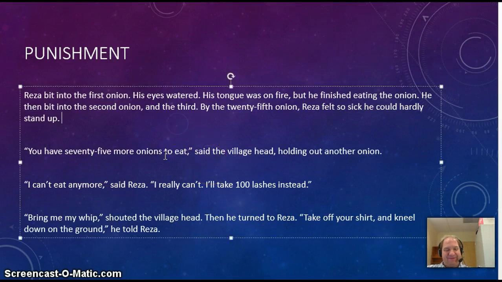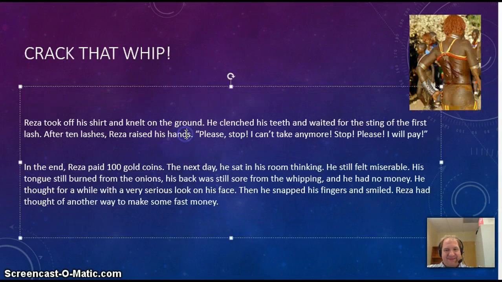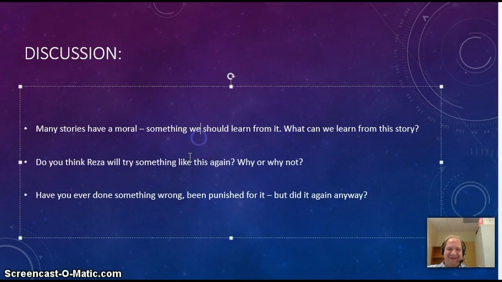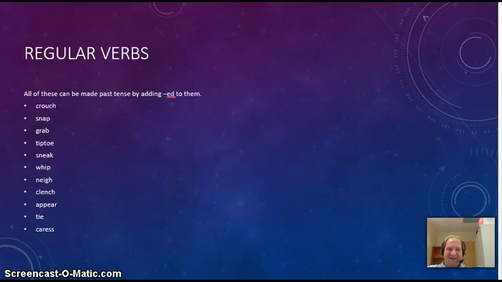Problem is, by the 25th, he's so sick. "All right, I'll take the whipping." So he's about to get whipped. Here's a picture of what that does to your back. This guy had about 5 or 6. Reza's up to 10. So he ends up sick from eating a lot of onions, with sore spots on his back, and out 100 gold coins. He feels miserable. So he thinks for a minute, snaps his finger, got another great idea to make money. So talk about the moral, a little prediction in the live classes.